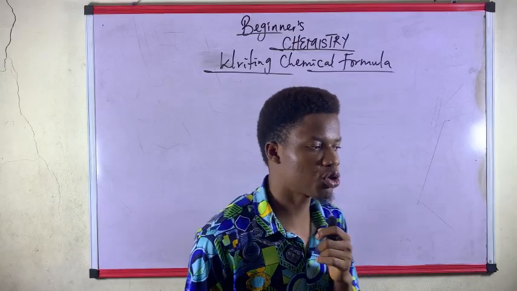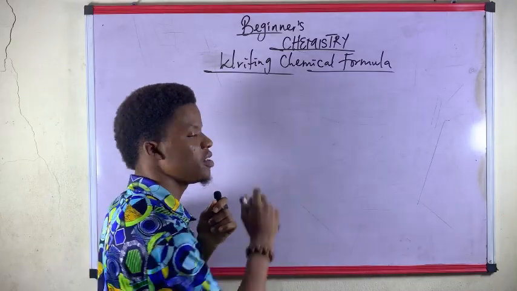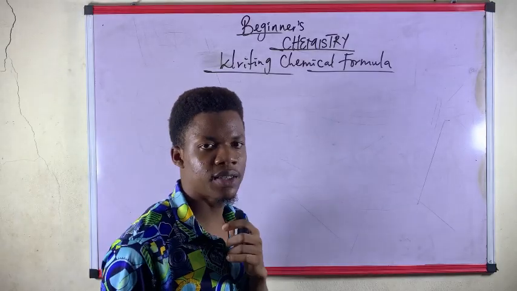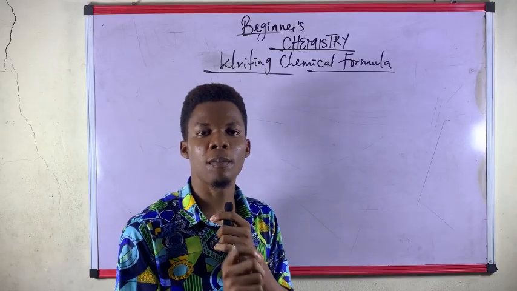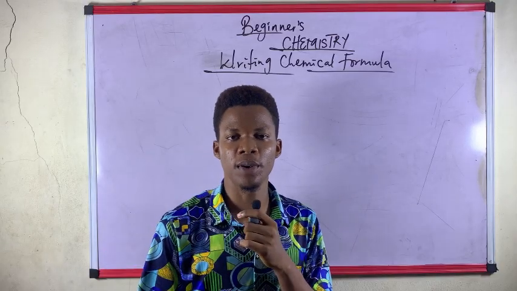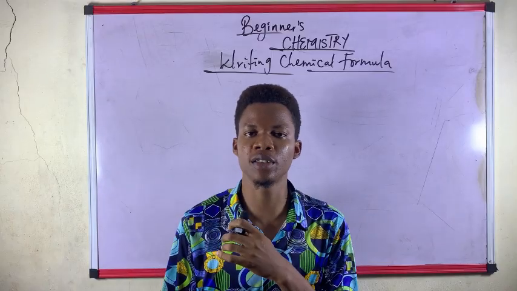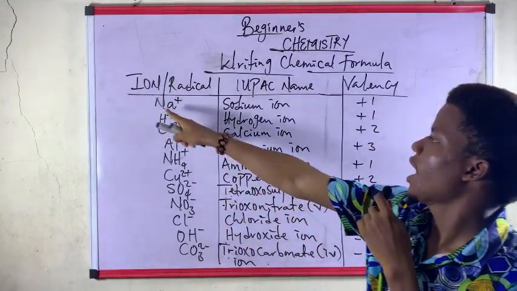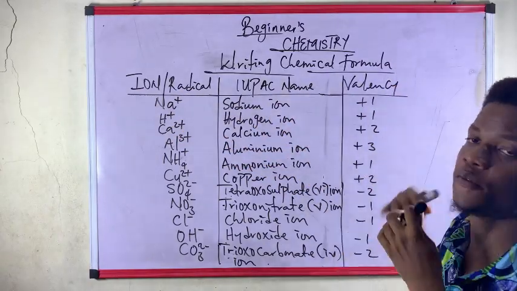Now I want to show you quickly the table for these radicals. When I bring them out, you're going to see it, and I want you to master it to the best of your ability. Learn it to the point that you don't need any book, and you'll be able to put it down. Okay guys, so we have on the board ion slash radical, IUPAC name, and then valency.